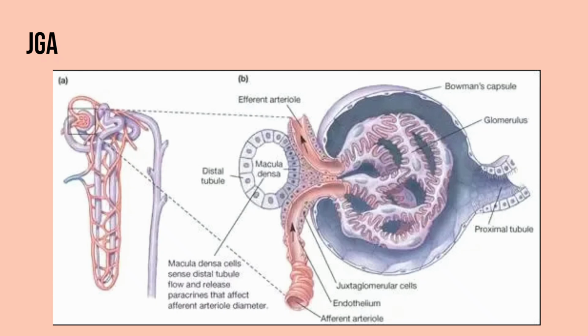So maybe this one will make more sense. The filtration rate in Bowman's capsule is too fast. There's too much blood running through and the body cannot keep up. So adenosine is released. The afferent arteriole bringing blood into the Bowman's capsule constricts, it gets smaller, allowing less blood in, slowing down filtration. Does that make sense? Okay. So they're opposite responses.